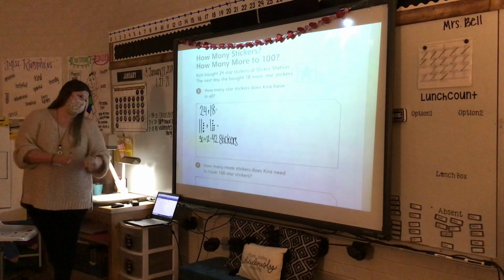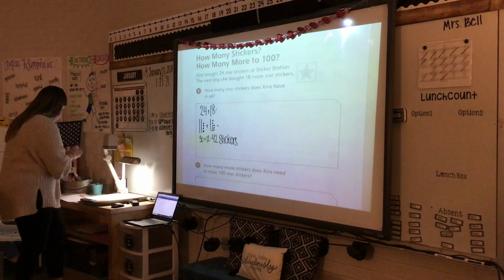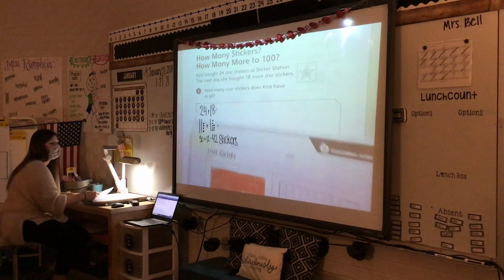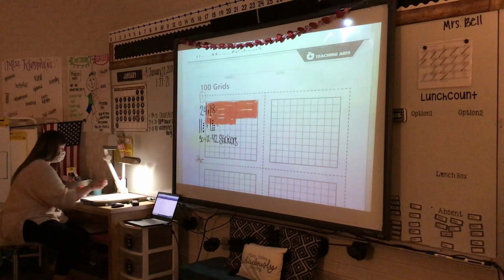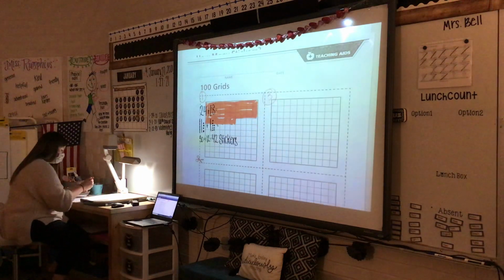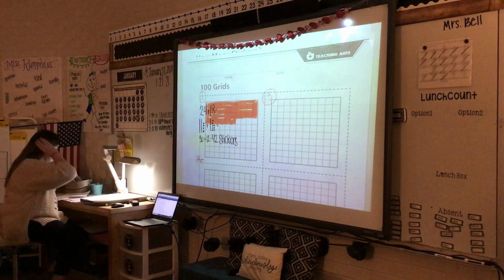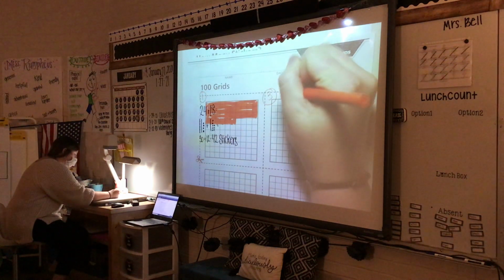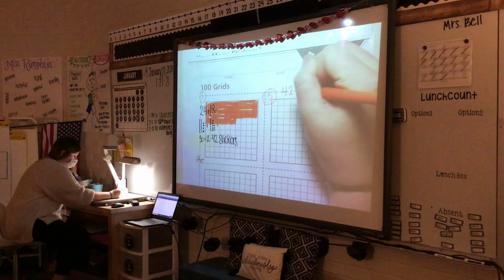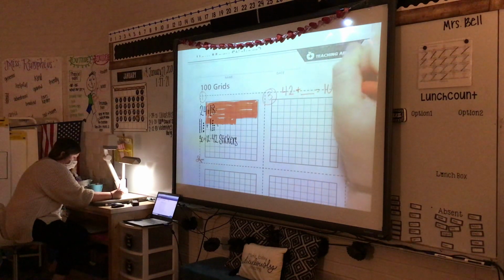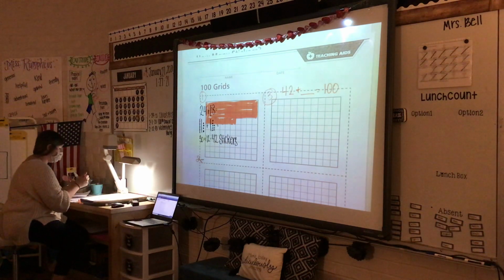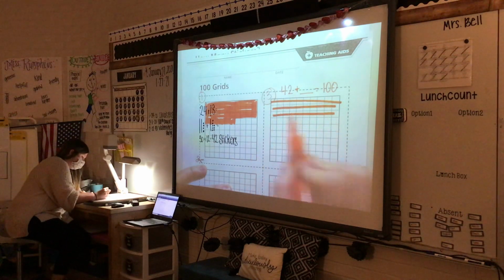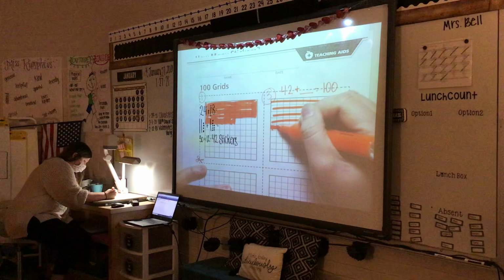Now it's asking how many more stickers does Kira need to have 100 star stickers. So I'm gonna go to my 100 chart that helps me out, and I'm gonna label it number 3 because that's the number that we're working on. How many star stickers does she have? She has 42, and plus something equals how many? 100, right? That will be my equation. So now I'm going to color in 42. I'm going to color in 4 strips of 10 and 2 little boxes.